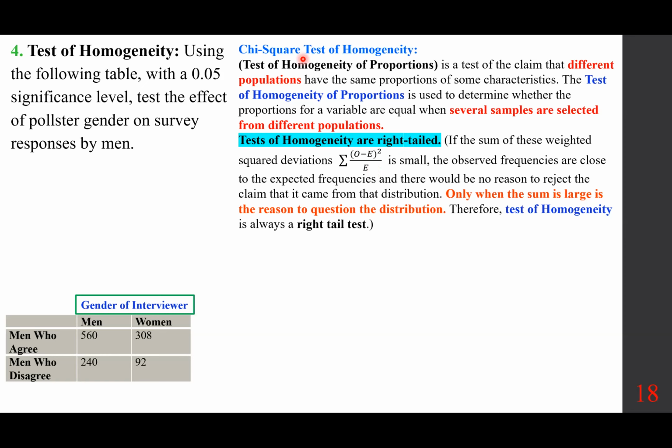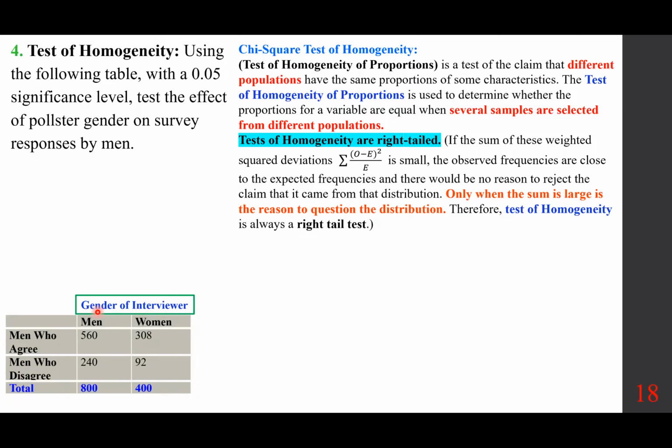Excellent. Basically, the test of homogeneity is the same as the test of independence. The only difference is that in the test of independence, we are dealing with one sample, but in the test of homogeneity, we pick samples from different populations. Other than that, it's the same. So let's move on.